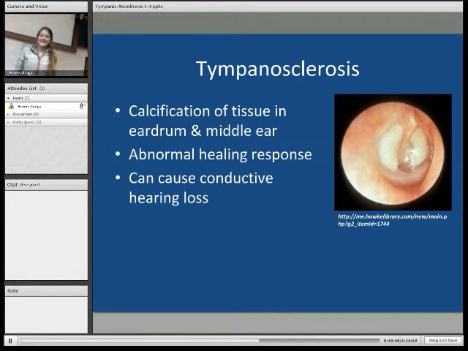Hearing loss is less likely to occur with myringosclerosis than with intratympanic sclerosis. However, it is possible for it to occur if the calcium plaques are very big. The severity of hearing loss usually depends largely on how much of the middle ear is involved.